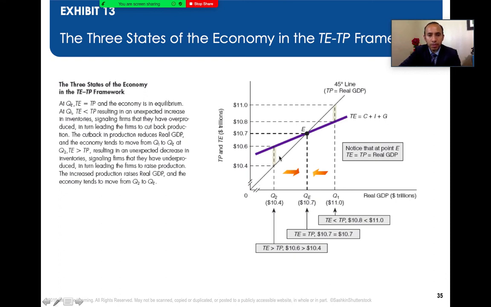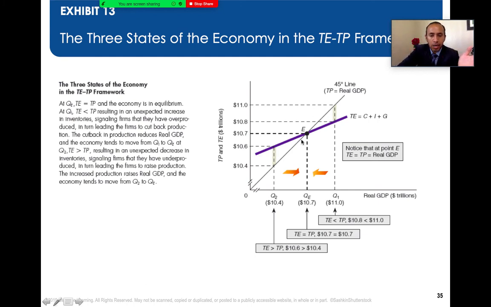The 45-degree line indicates the total production of goods. Again, the 45-degree line is a perfect 45-degree line right in the center. It represents the total production of goods at all levels. So here it's when total production is equivalent to real GDP. If this line, the purple line, is moving in the same direction as total production, total production will always equate total spending.